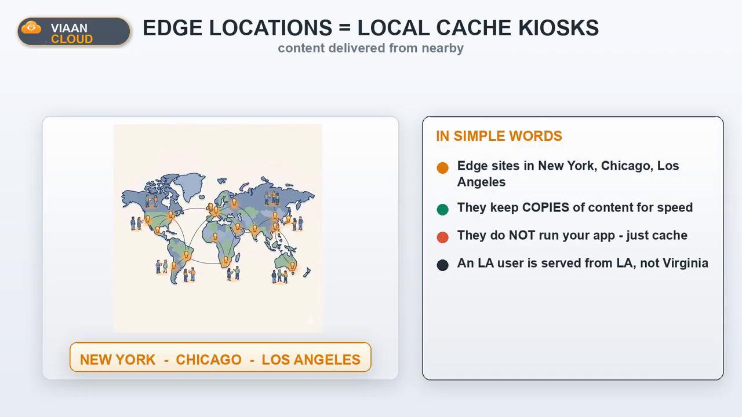Then there are edge locations, hundreds of small sites much closer to people, in cities like New York, Chicago, and Los Angeles. They don't run your app, they keep cached copies of your content. So a user in LA is served from LA, not all the way from Virginia, which makes it feel instant.